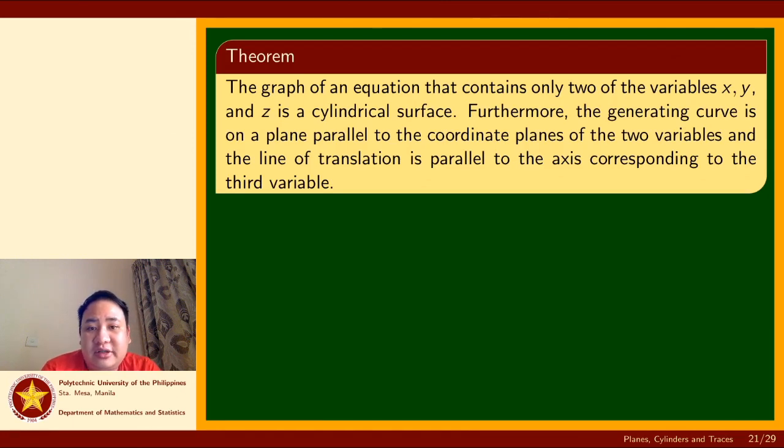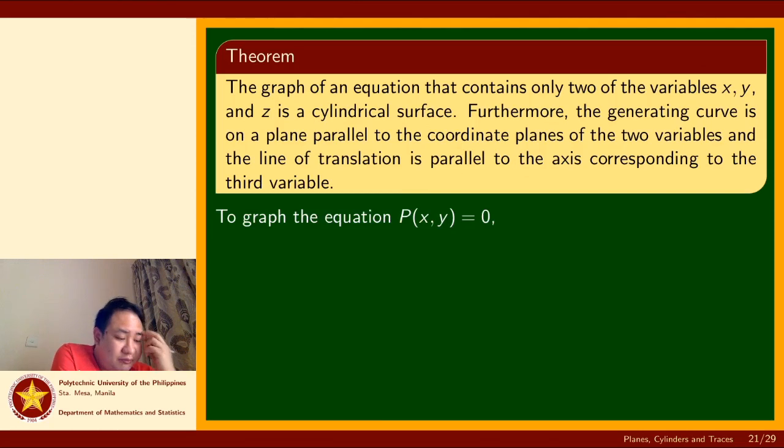Furthermore, the generating curve is on a plane parallel to the coordinate plane of the two variables, and the line of translation is parallel to the axis corresponding to the third variable. The third variable is the variable that is unmentioned.